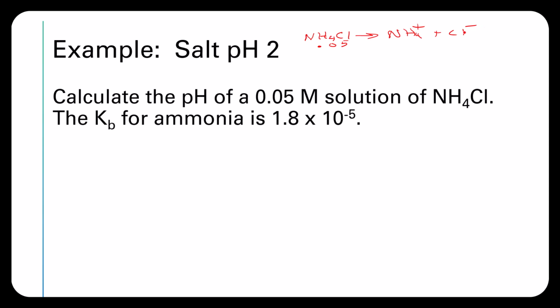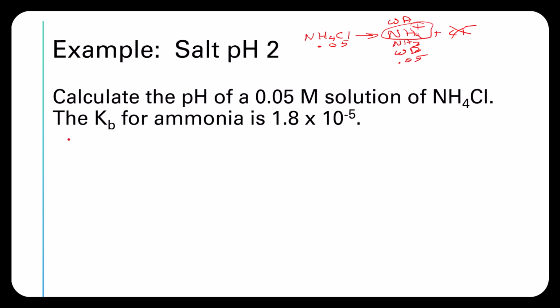Just so you know, the Cl minus is the conjugate base of HCl. It's a neutral anion. But the NH4 plus is the conjugate acid of NH3. NH3 is a weak base, so NH4 plus is a weak acid, and we're going to treat it as a weak acid. Since it was a 0.05 molar solution of NH4Cl, it's going to be 0.05 molar of NH4 plus.